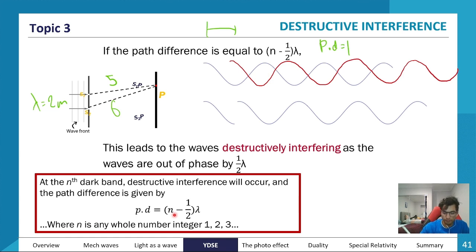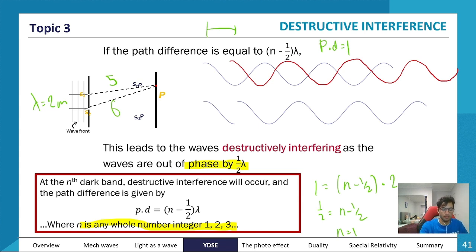We've got a path difference of 1, which is n minus half times the wavelength, which is 2. And then you get half is equal to n minus half, so n is equal to 1. And for this to be true, n has to be a whole number integer. Since n is equal to 1, and since this is half a wavelength out of phase, or half a wavelength out of sync, it's going to destructively interfere.